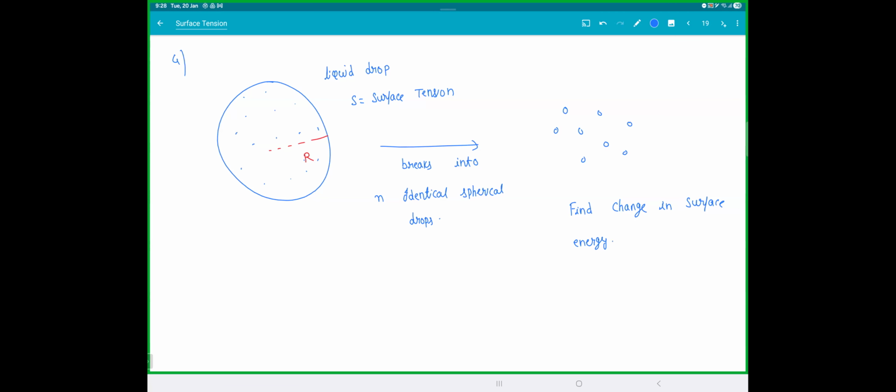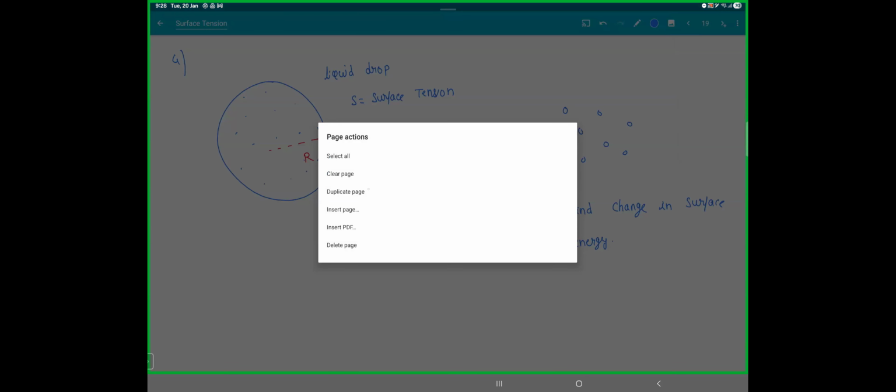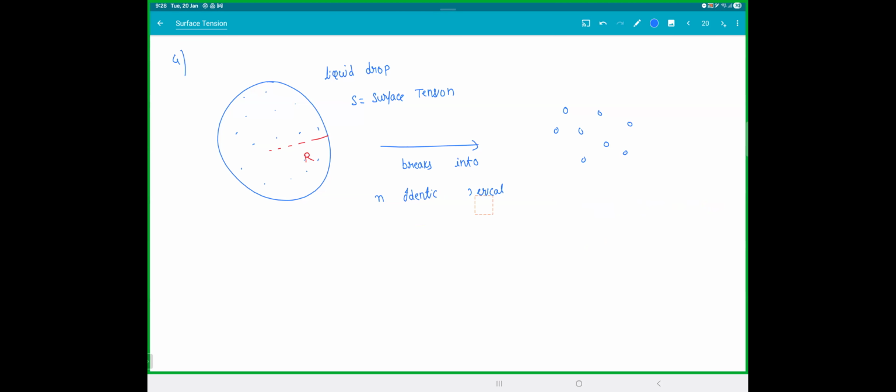Let's see. Again, when you break something into drops, what remains constant? Volume. So volume must remain constant. So this is 4 by 3 pi capital R cube must be equal to n times 4 by 3 pi small r cube. Therefore, small r will be R by n power 1 by 3. This is the radius of small drops.